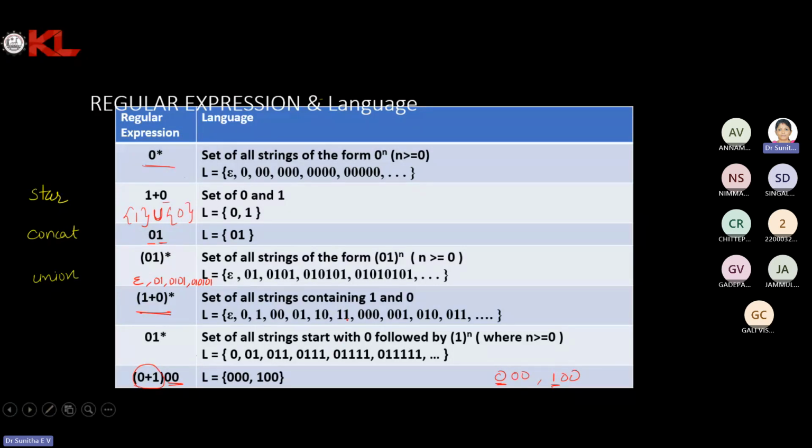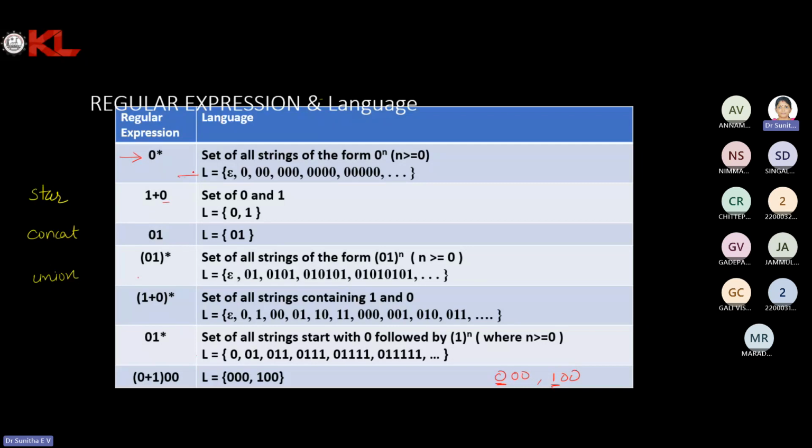So these are the regular expressions and the corresponding languages. In the first column we give the regular expression, and in the second column we get the languages represented by it. This expression represents this language, and a language is nothing but a set of strings. Every regular expression represents a regular language.